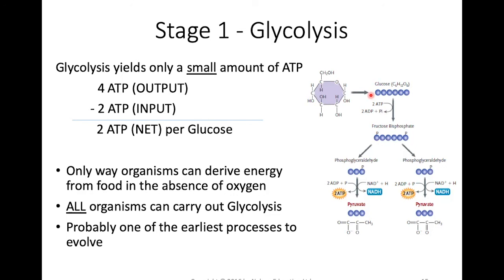and it gives you a total net from glycolysis of 2 ATP per glucose molecule. Now, glycolysis, as I mentioned, is the only way that an organism can derive energy from food in the absence of oxygen, in anaerobic conditions. They must continue to just recycle their electron carriers to be able to then go back through the cycles, breaking down more glucose, producing that 2 net ATP.